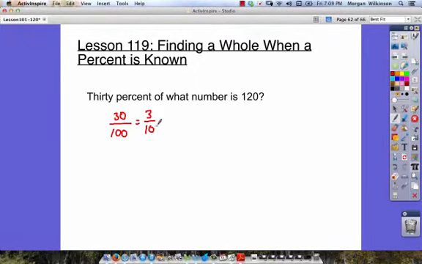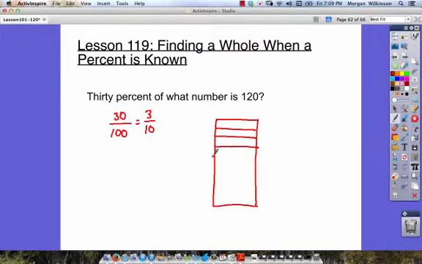So 30% of what number is 120? Well, we've got 3/10, so we can make a diagram box to help us with this question. We're going to make a diagram box, and it's got to have 10 spaces because our denominator is 10. That's our whole. That's only 9, so we need to add a 10th box in the bottom. And then we've got all 10 in our diagram box.